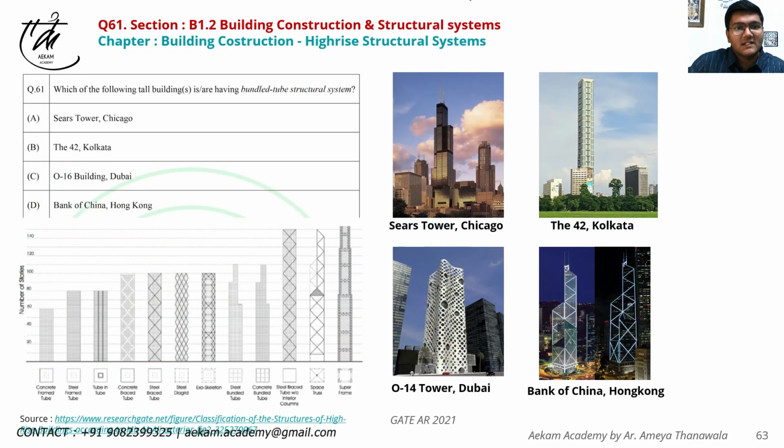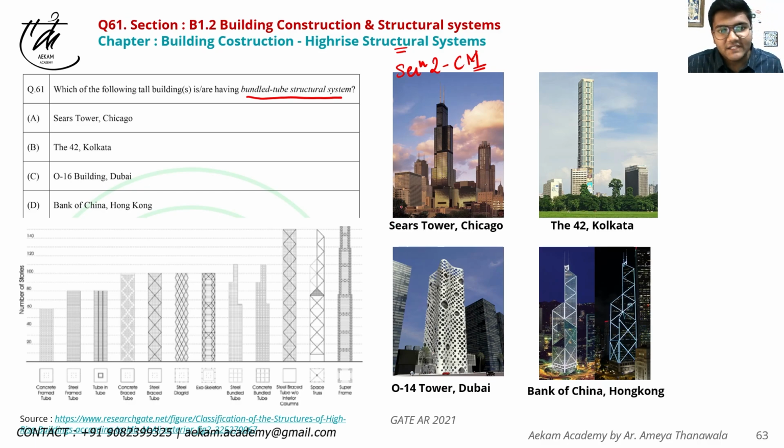Question number 61 is from structural systems and particularly from high-rise structural systems. So this particular chapter is also in conjunction or in common to common part A, section number 2. There are 4 buildings given to us, and we have to identify which of the following buildings have bundle tube structural system.